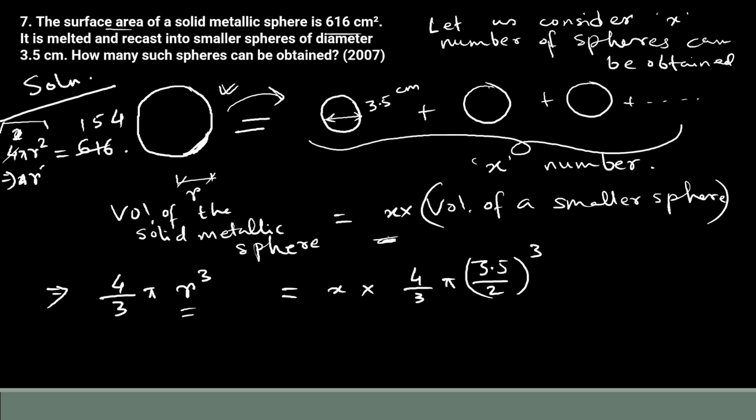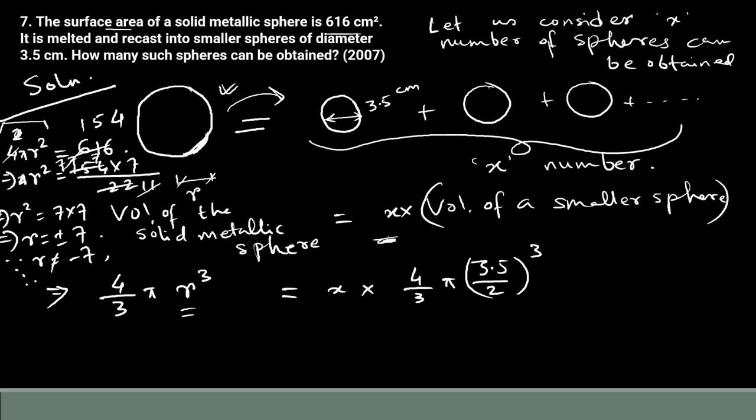So let's find r square: 154 times 7 by 22. 11 sevens are 77, 2 sevens are 14. So this is 7. So we get r square equals 7 times 7. So from here r equals plus or minus 7, but since r is a radius and cannot be minus 7, therefore r equals 7. So you get the radius of the bigger sphere as 7.